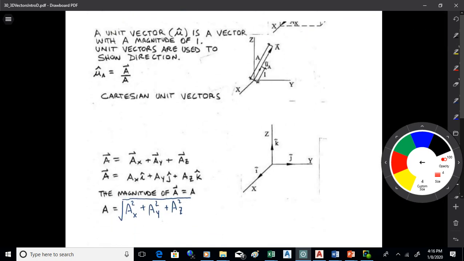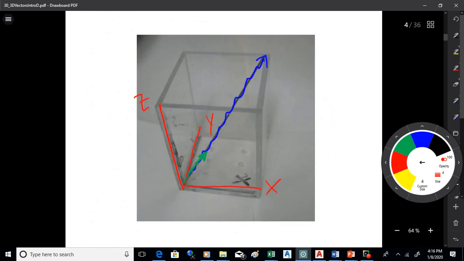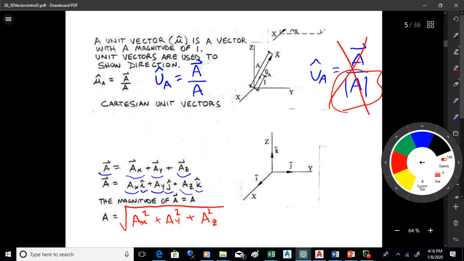So what I've got here now is I have a vector A in 3 space. It has x, y, and z components. I can find the unit vector A by taking the vector A and dividing it by its own magnitude. And to find its magnitude, I take the square root of the sum of the squares of the 3 components. That's a 3-dimensional theorem of Pythagoras is what that is. All right?